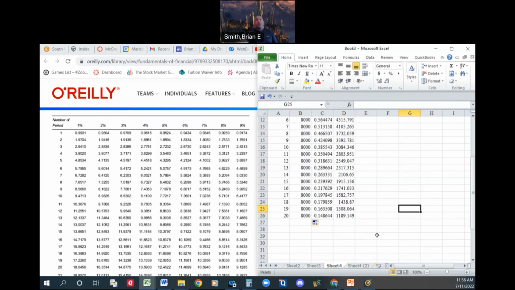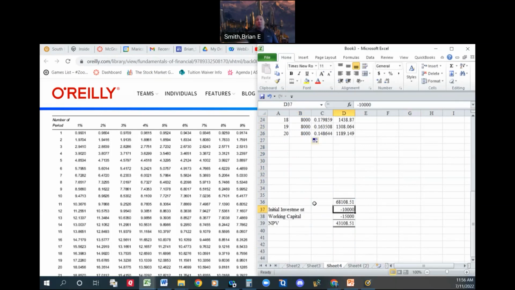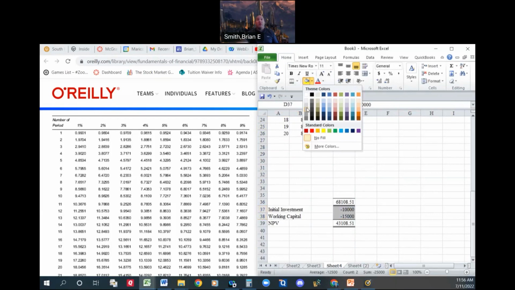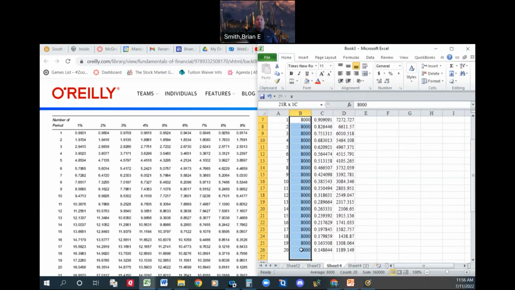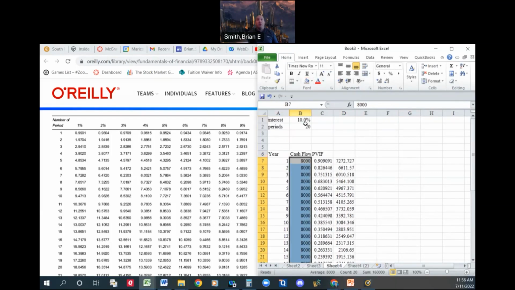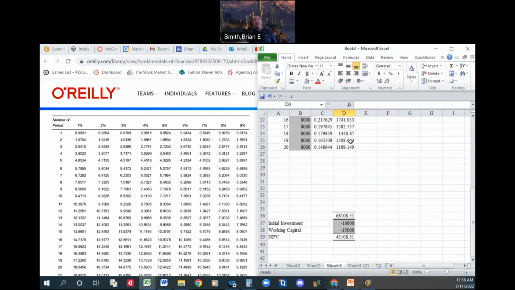There it is. Sum it up for me. Type in my initial investment. There it is. Working capital, plug in these. I like to gray these out so I know I have to enter them. Basically, everything else will function for me. No matter what my model is, no matter what I need, I have my formulas and everything intact. That's why we do this.